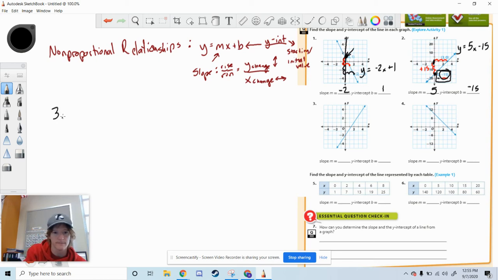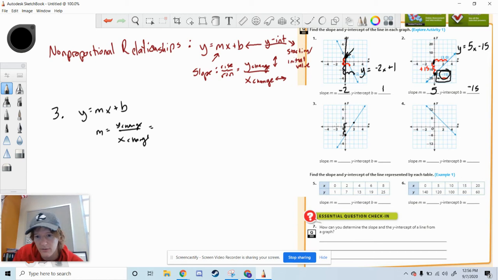Number 3. Starting at, well, here's a point, and here's a point. So our y equals mx plus b. M is the y change over our x change. The y change, we're going up, let's see, 1, 2, 3. We're going over 1, 2. Well, that's it, 3 over 2.